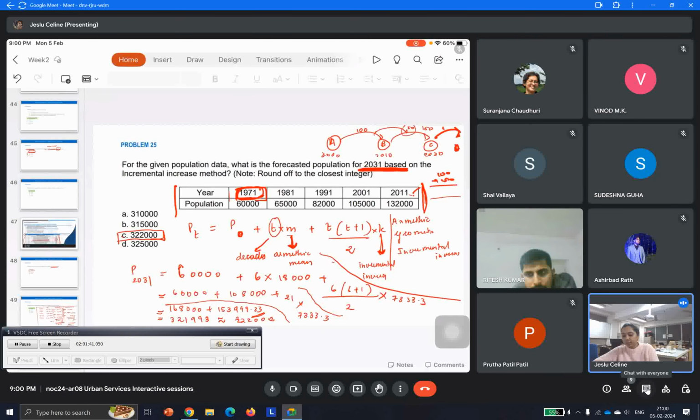Betterment is mainly when because of a facility, a region as such is getting the benefits out of it. A very good example is land pooling or increase in land prices because of a service which has come up over there.